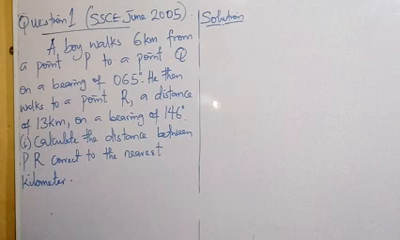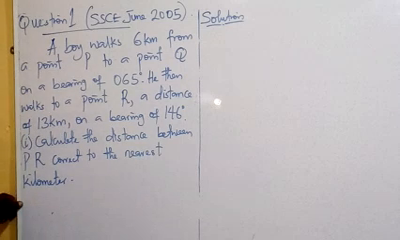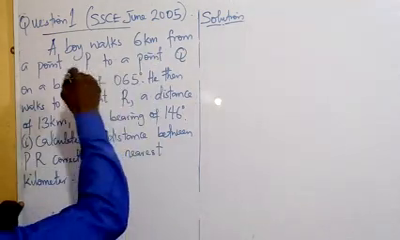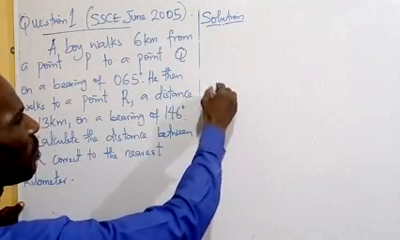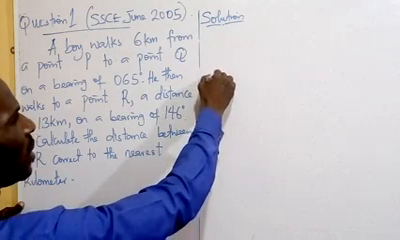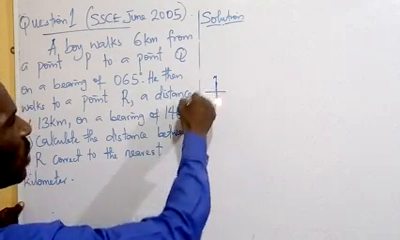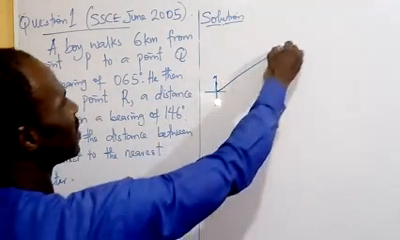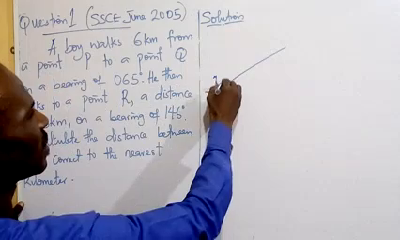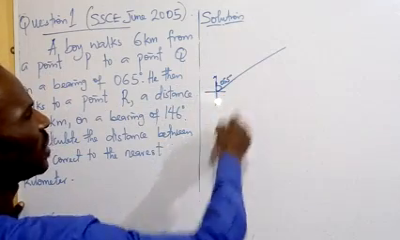All right, don't forget, the first thing we need to do here is to interpret the question. This information is in the form of what? In the form of a diagram. Now look at the question. A boy walks 6 kilometers from point P. This is point P. Don't forget the 4 cardinal directions: north, south, east, west. He walks on a bearing of what? 065 degrees.